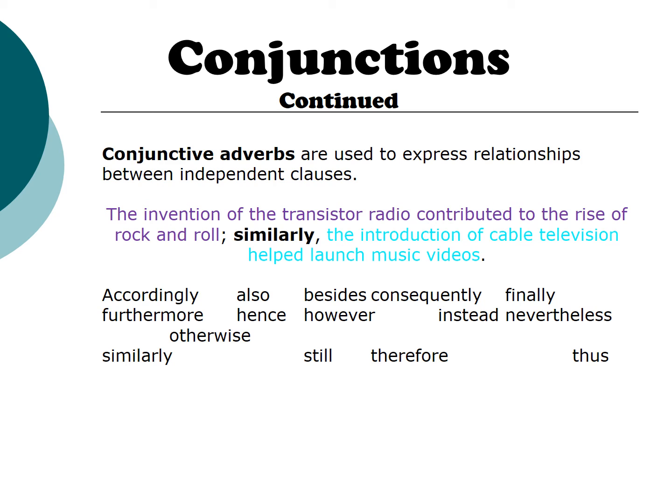The conjunctive adverbs are used to express relationship between independent clauses, like: the invention of the transistor radio contributed to the rise of rock and roll. Similarly, the introduction of cable television helped launch music videos. So, conjunctive adverbs, when I use accordingly, also, besides, consequently, finally, furthermore, hence, however, instead, nevertheless, otherwise, similarly, still, therefore, and thus.